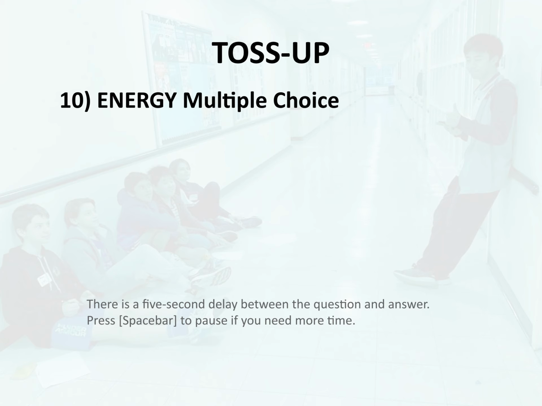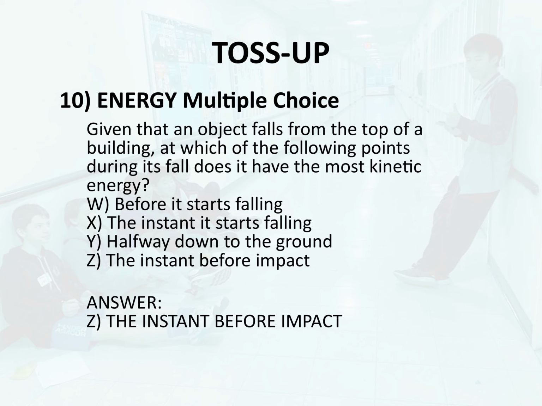Toss-up 10. Energy multiple choice. Given that an object falls from the top of a building, at which of the following points during its fall does it have the most kinetic energy? W. Before it starts falling, X. The instant it starts falling, Y. Halfway down to the ground, Z. The instant before impact. Answer: Z. The instant before impact.